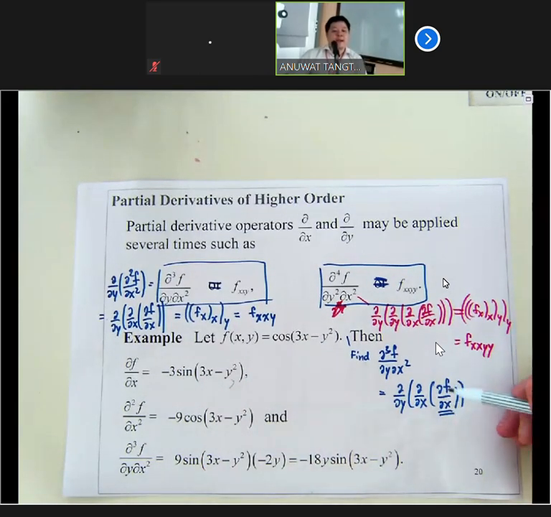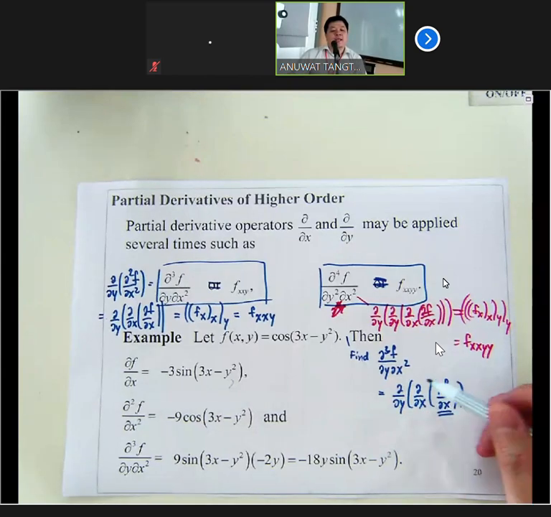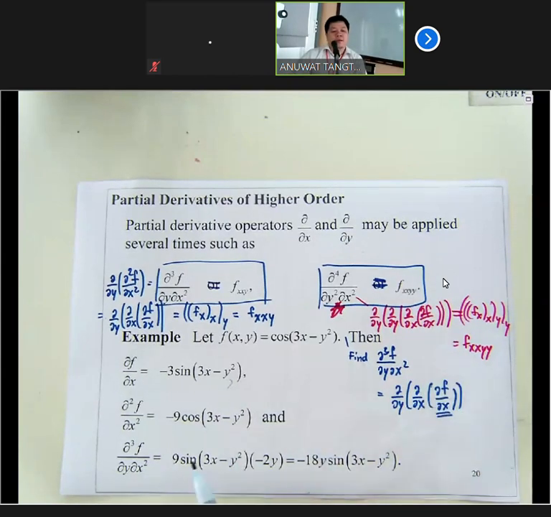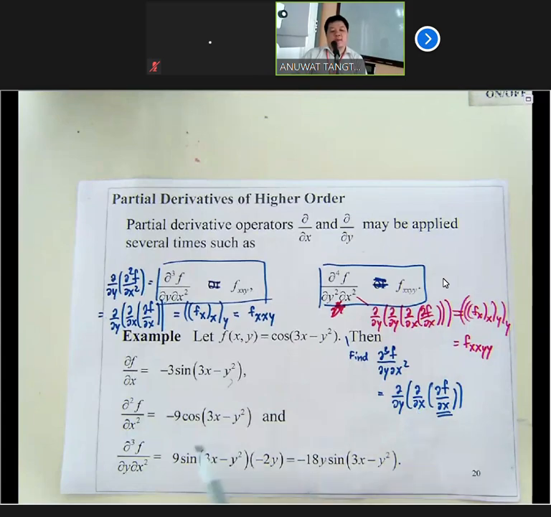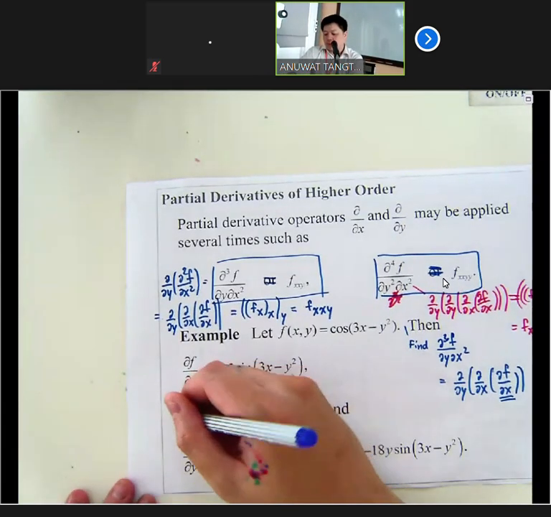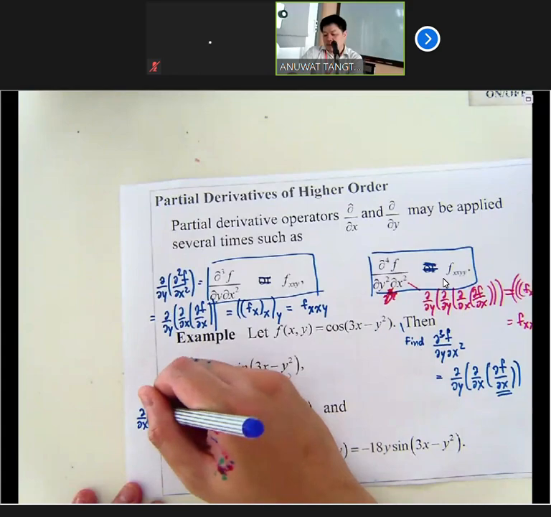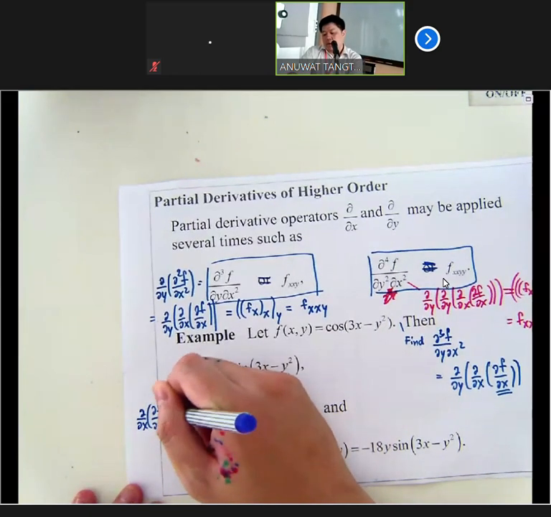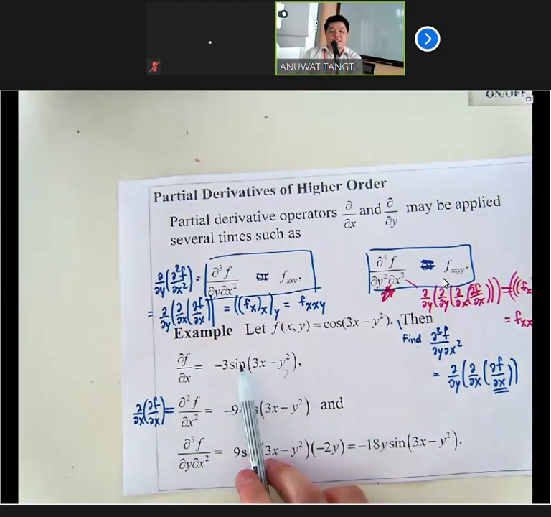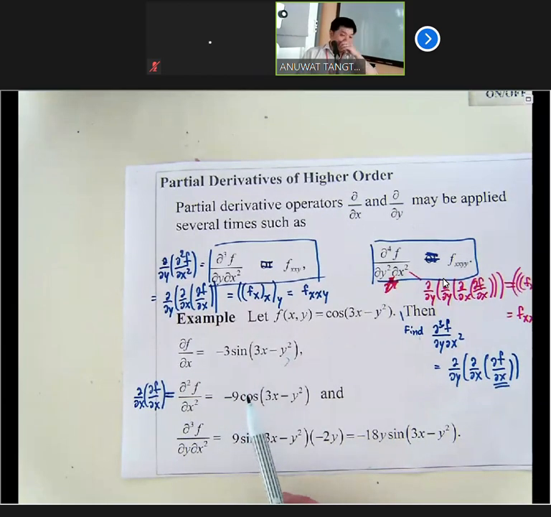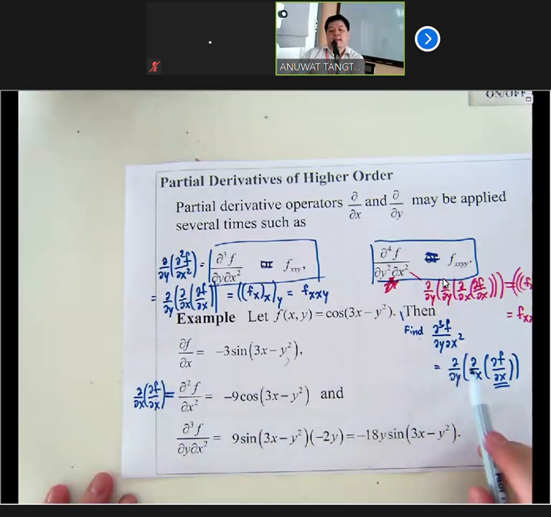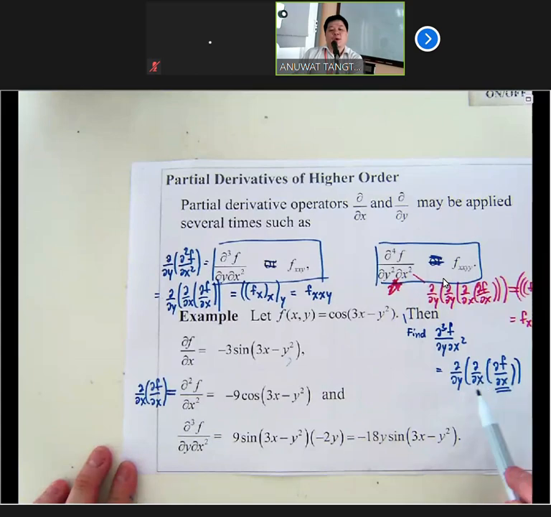And once we have df by dx, then we need to find d squared f by dx squared, which is d by dx of df by dx. So we just differentiate this one with respect to x. The derivative of sine u becomes cosine u, and the derivative of 3x minus y squared gives another 3, so this is minus 9 cosine.